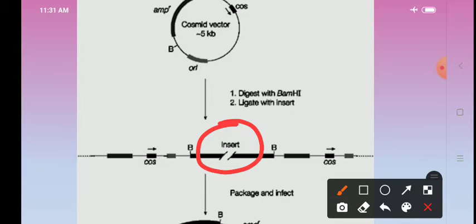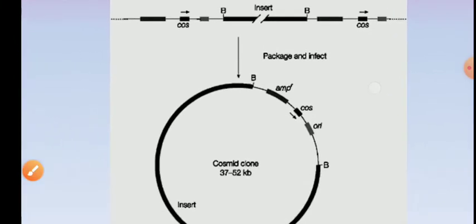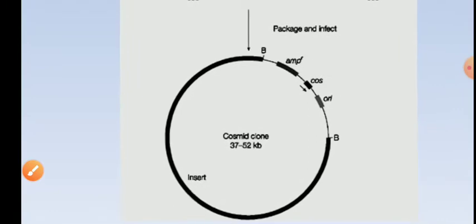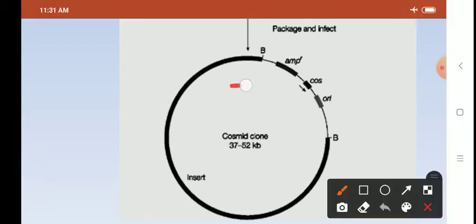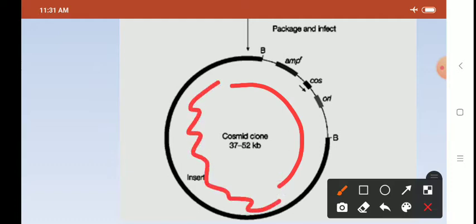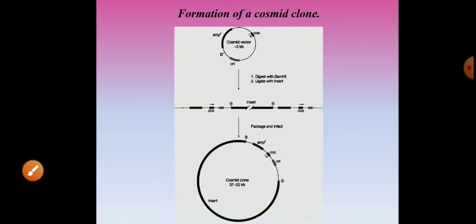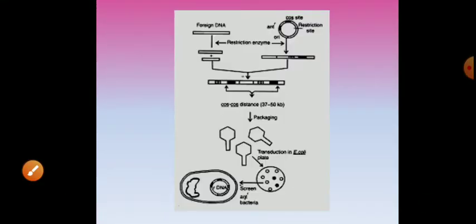And once it is inserted inside, with the help of the cos site, the cosmid will circularize, and this is a cosmid clone. That means it is a cosmid containing a large foreign DNA fragment inserted inside it. Now this recombinant vector can be introduced into the cloning organism.